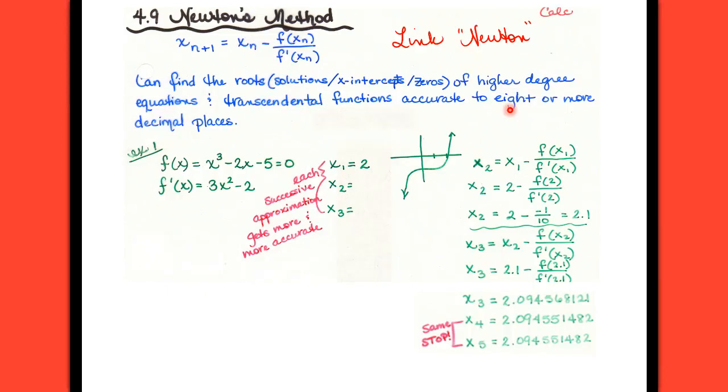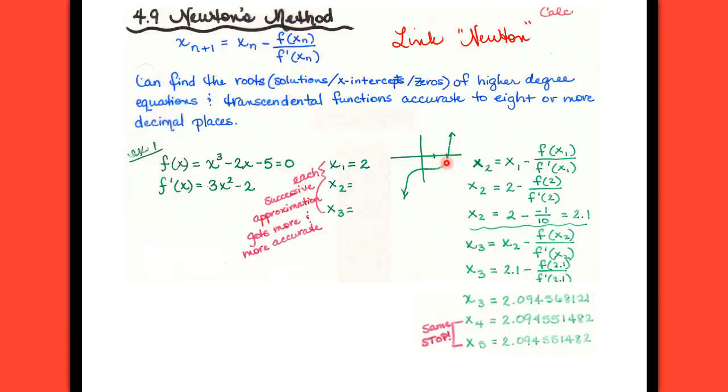They give me f of x is equal to x to the third minus 2x minus 5 is equal to 0. And they want me to find the root or the solution of that equation. Now, if I were to graph that, this is what that equation looks like. So you can see that x-intercept is pretty close to 2. Sometimes they'll give me a starting value and sometimes they won't. For this particular problem, it says start with x sub 1 is equal to 2. So they did give me a starting value.